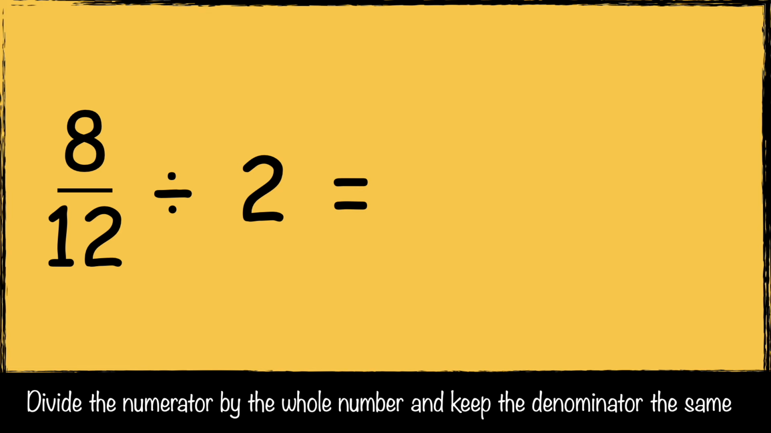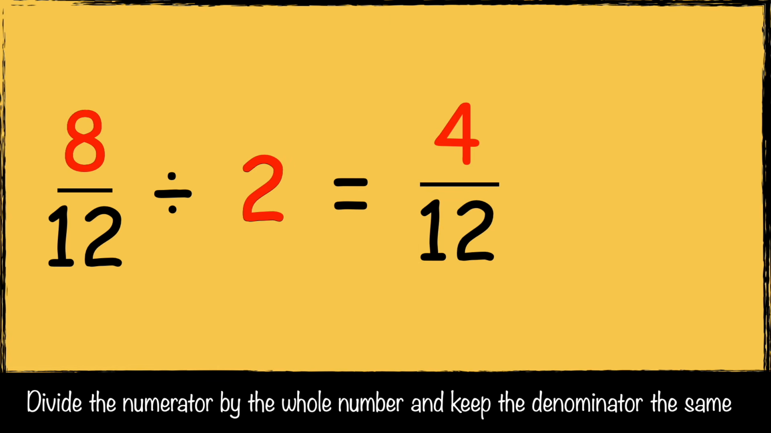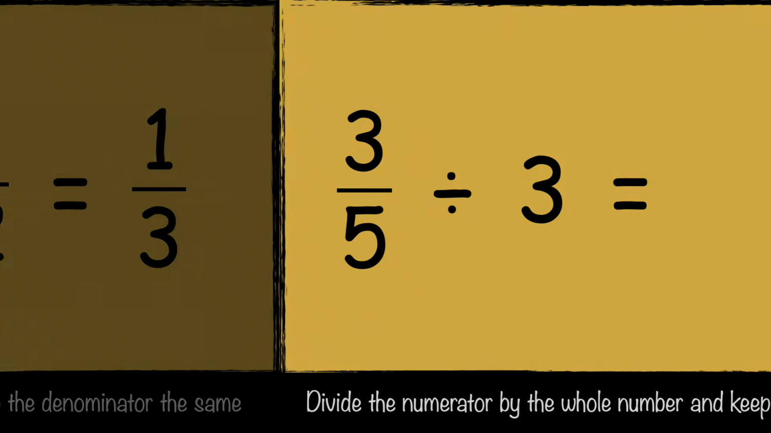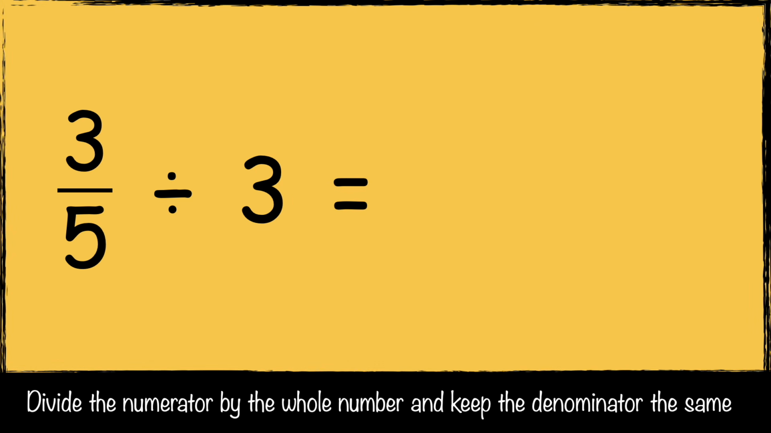8/12 divided by 2. So the numerator, 8, divided by 2, equals 4. The denominator stays the same, so we have 4/12. We can go one step further here and use our knowledge of simplifying to get 1/3. Here's another example.